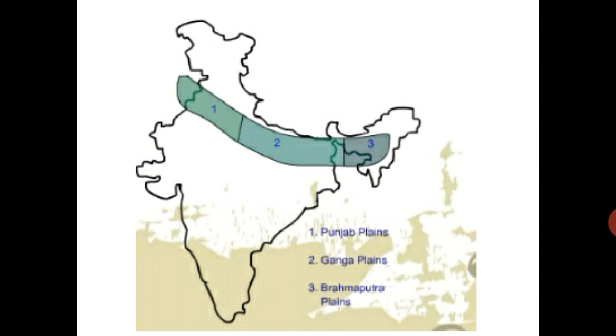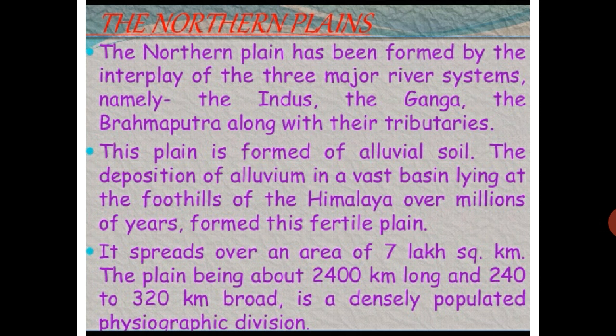There are three parts. Below the Himalayan ranges, the second part is coming, that is the northern plains, and there are three parts in that: Punjab plains, Ganga plains, and Brahmaputra plains. Now, the northern plains have been formed by the interplay of the three major river systems, namely the Indus, the Ganga, the Brahmaputra, along with their tributaries.